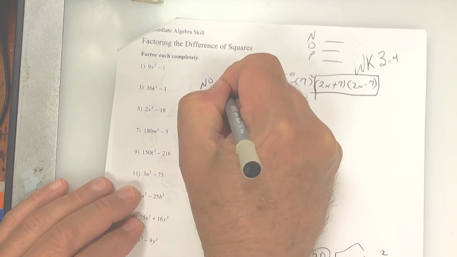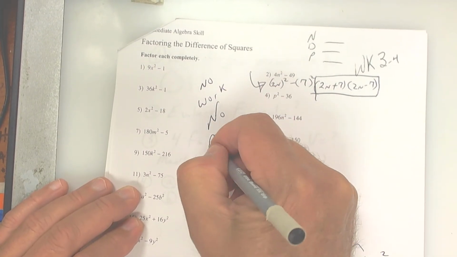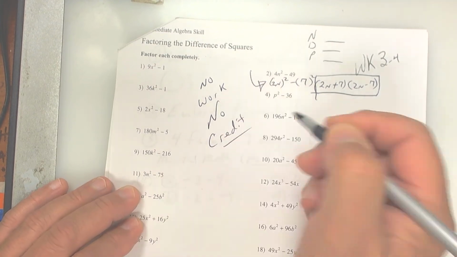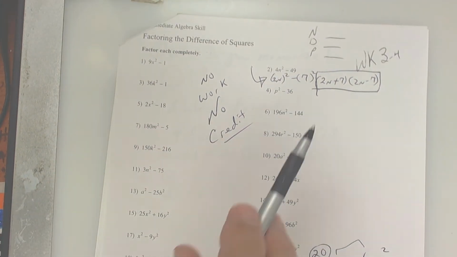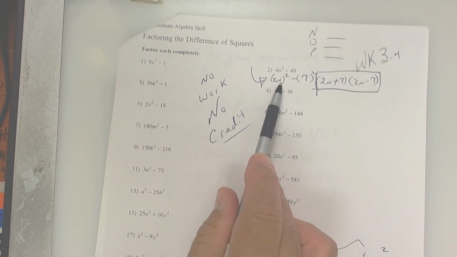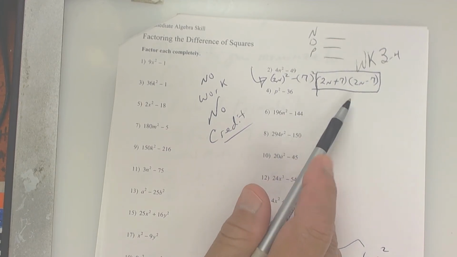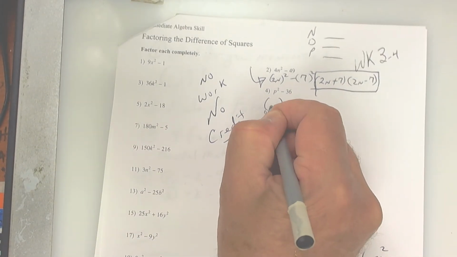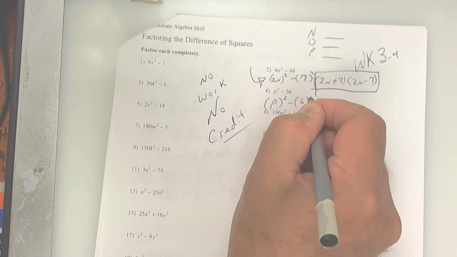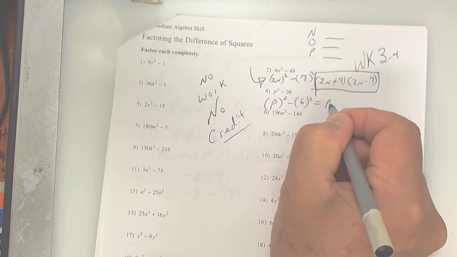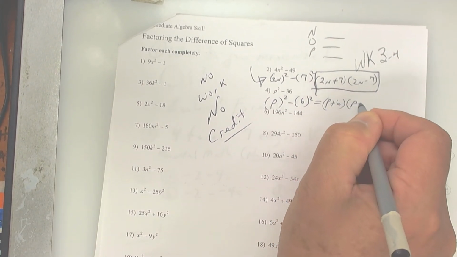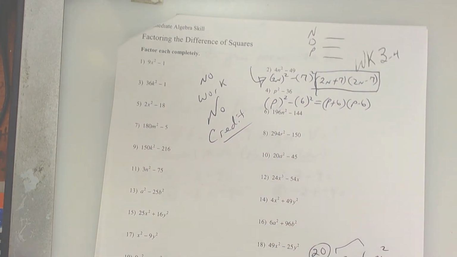No work, no credit. Okay? So make sure you show parentheses, something squared minus something squared, and then the difference of 2 squares. Okay? This one right here, just so you know, is going to be p squared minus 6 squared, and then your answer is going to be p plus 6 and p minus 6. And that's the way everyone should look.